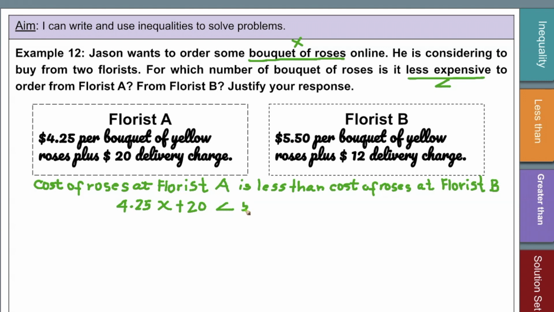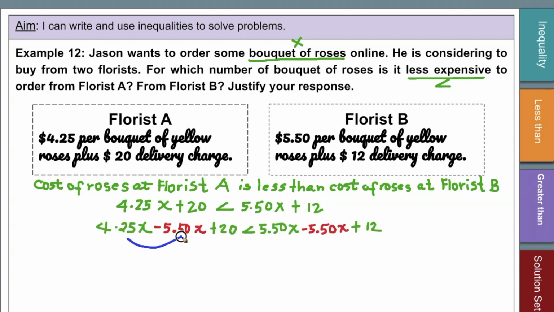So the cost of roses at florist A is less than the cost of roses at florist B. That's our statement. Then replace the cost of roses: $4.25 times x, the number of bouquet is x, plus $20 for florist A, less than $5.50x plus 12 for florist B. We have now completed the steps, state and plan part of our 4-step process.